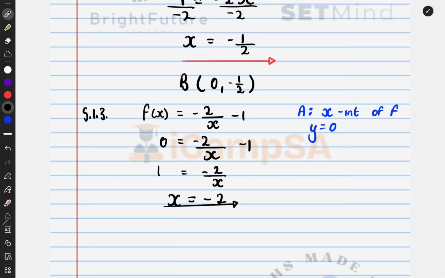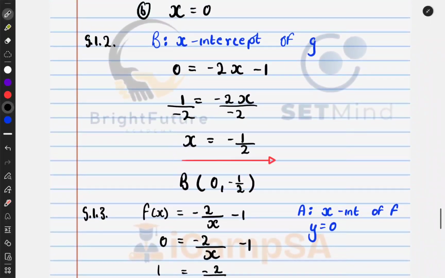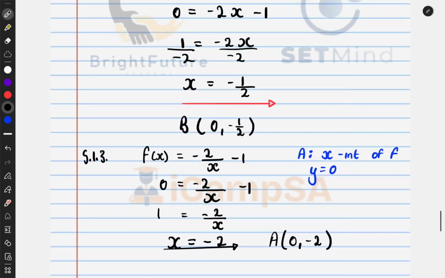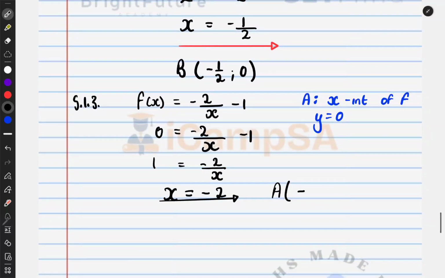Which will make now the coordinates of A to be 0 and -2. Now that we have the coordinates of A, we can now calculate the length of AB. So in order to calculate the length of AB, we're going to subtract the... the way I presented the coordinates is incorrect. Yeah, I just noticed that I placed the x values in the place of the y values, so it's -1 over 2 and 0, and then here we're gonna have -2 and 0 because it's y that is equal to 0.